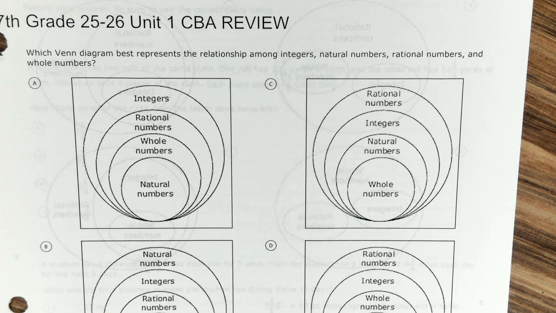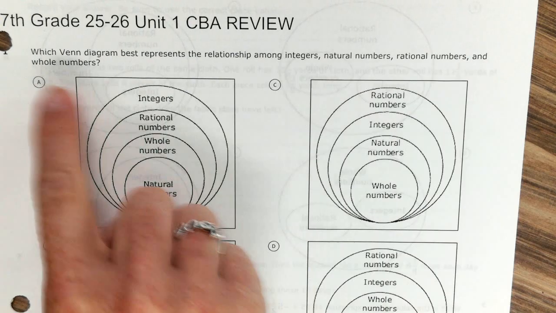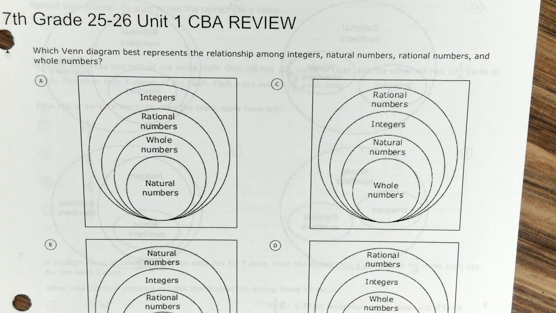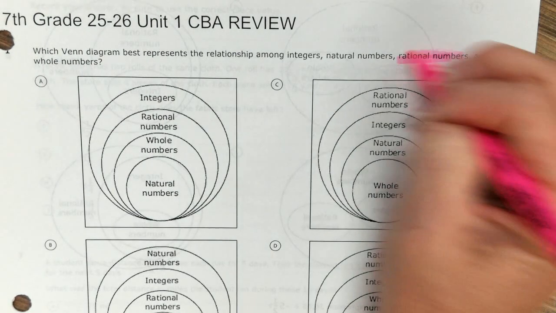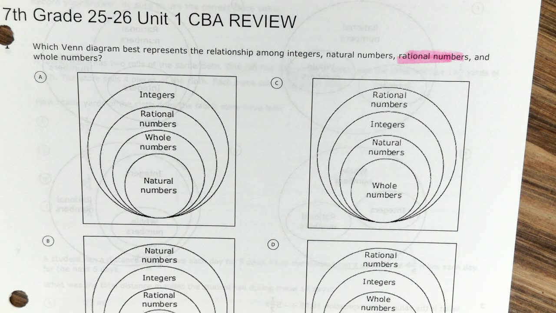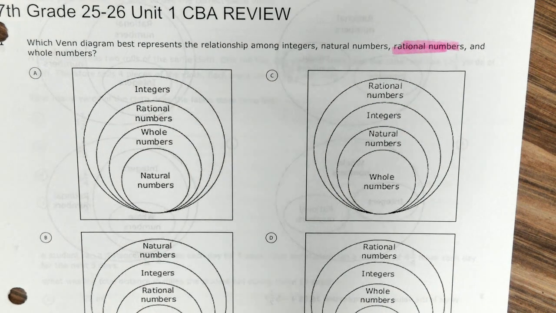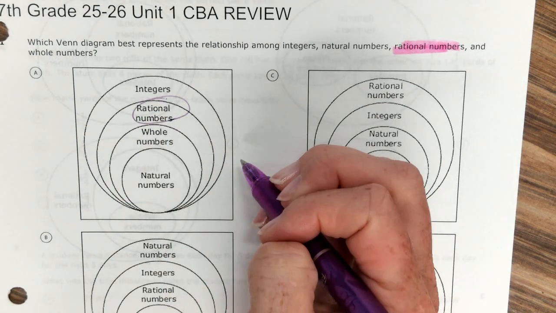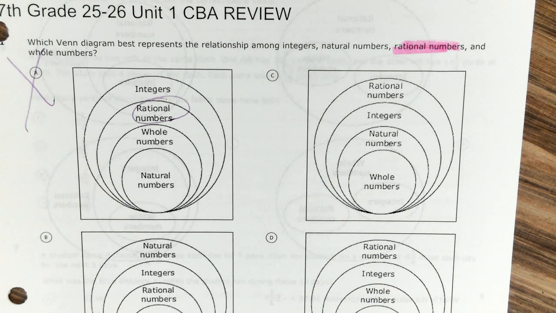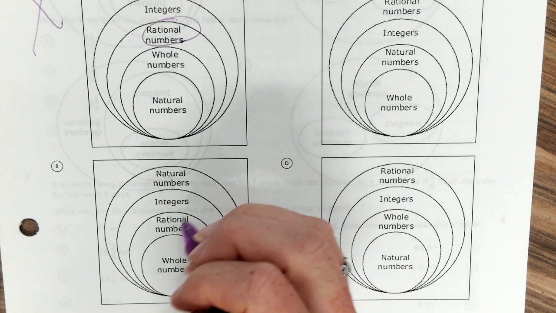Number 1, which Venn diagram best represents the relationship among integers, natural numbers, rational numbers, and whole numbers? Out of these, what is the main topic? Rational. So this one has to be the main category. Everything else is a subcategory. If you look at this one, they have rational numbers as a subcategory. That is wrong. It's the main category. B, same thing. It's wrong.